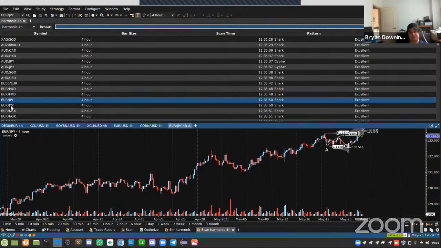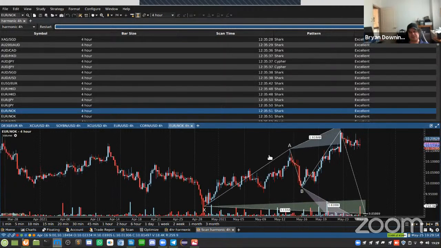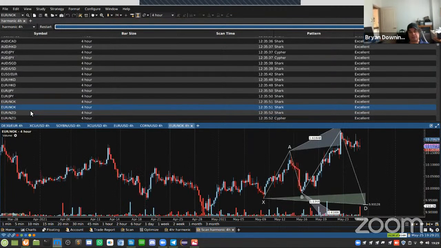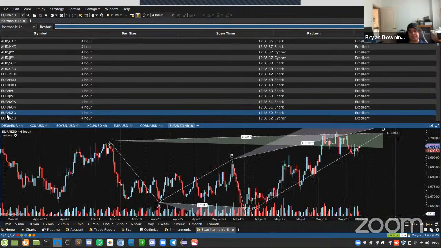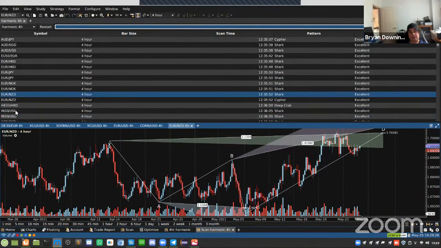Euro against the Japanese yen, that's looking pretty good. This one's been pretty active and can be reliable, the Euro Norway. I've talked about that. I would probably, when bad times hit, this is one to go into. Again, I'm not going to pay a lot of attention to this.